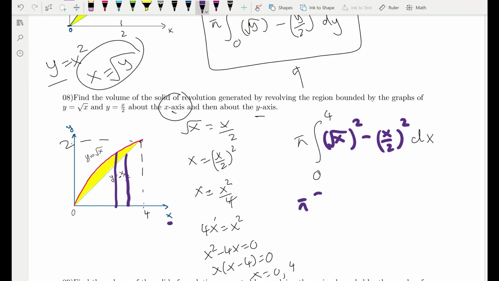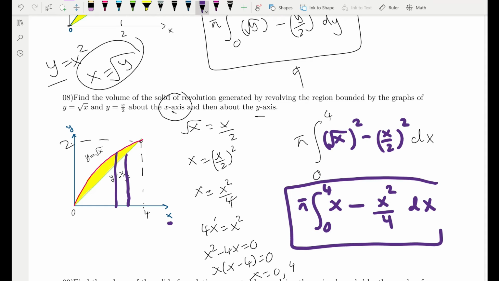So it's going to be pi, 0 to 4, square root x squared is x, minus x over 2 squared is x squared over 4, dx. This integral will give you the volume of the object that you get by rotating this region around the x-axis. That's it. I'm not going to solve it. I'm just going to set up the integral.